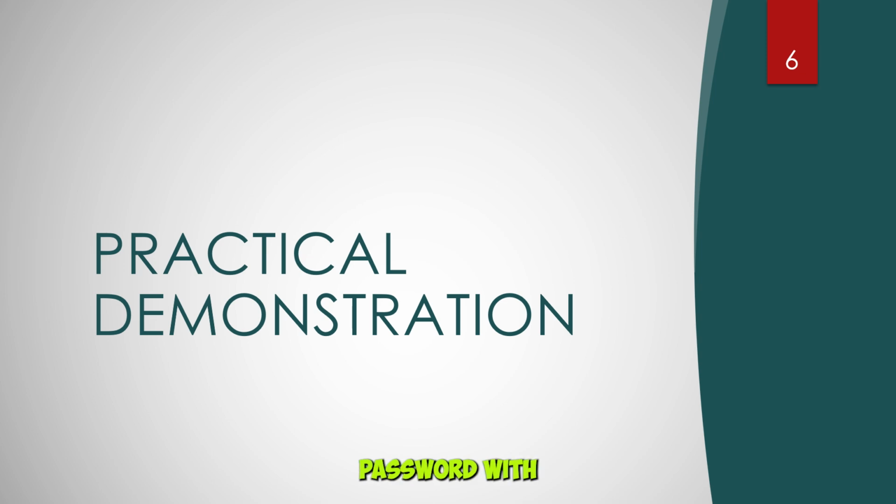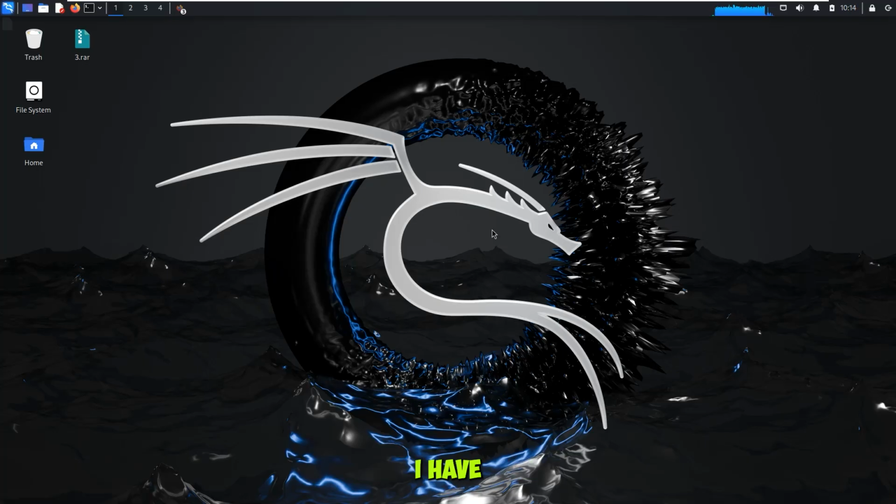Part 4, cracking the password with John the Ripper. Now let's dive into the most important step, that is the practical demo of password cracking using John the Ripper. Remember, all the knowledge we have learned will be used during the demonstration. I have placed a password protected RAR file on my desktop. In this video, I will show you how to crack the hash. So let's first extract the hash.